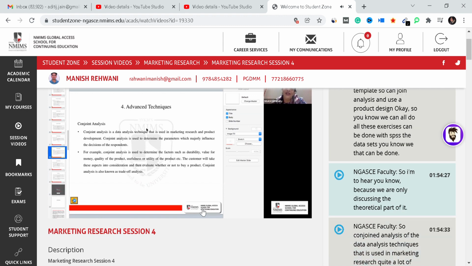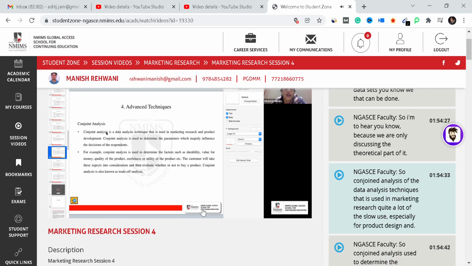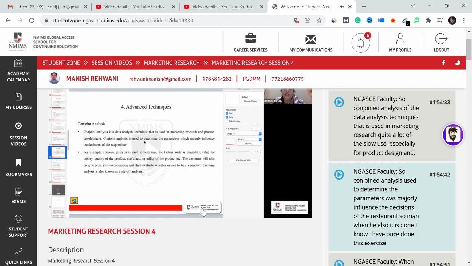Here, because we are only discussing the theoretical part of it. Conjoint analysis is a data analysis technique that is used in marketing research quite a lot, especially for product design. Conjoint analysis is used to determine the parameters which majorly influence the decisions of the respondent. Manually also it is done.